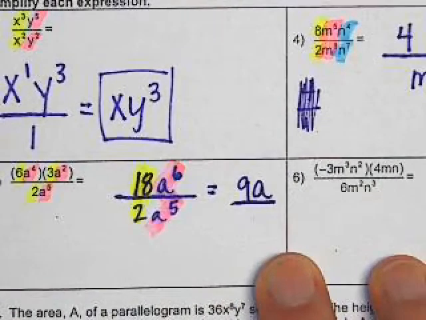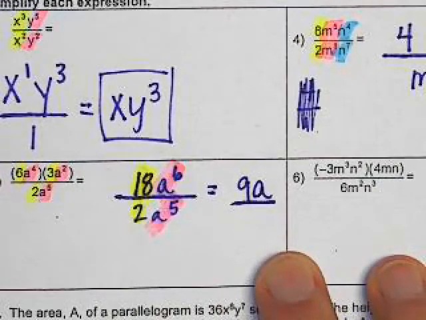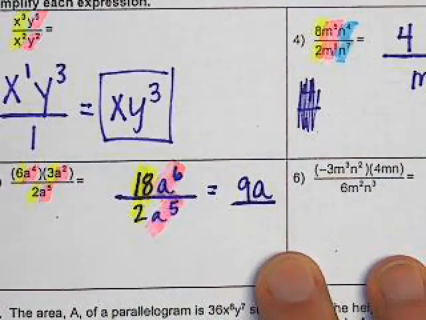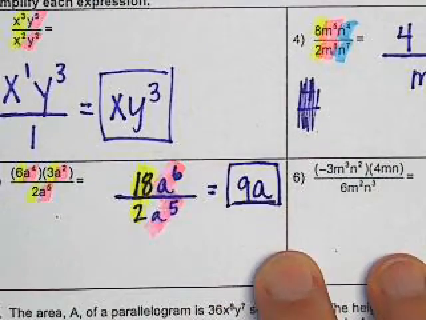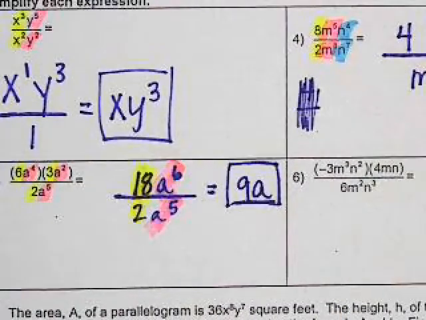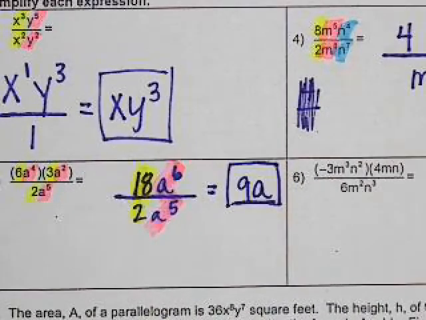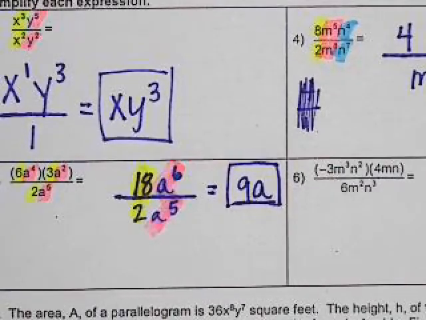Do I have anything on the bottom of the fraction? No. What would go down there? 1. A 1. Do I have to write the 1 on the bottom? No. So 9A is my answer. Any questions? Do y'all like the highlighters? Do you think it's helping you?